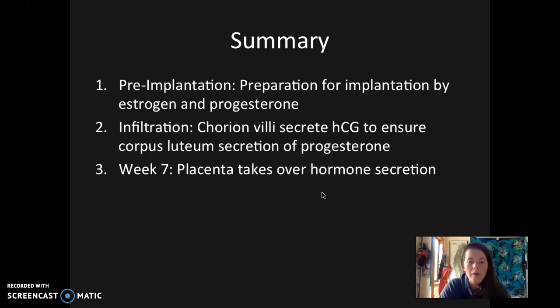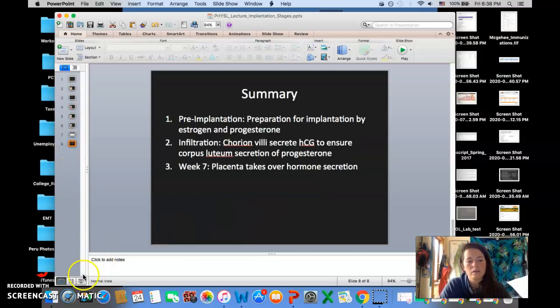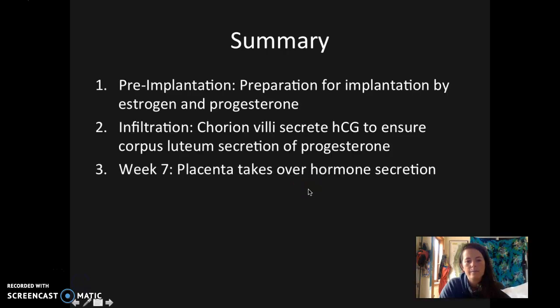Around week 7, however, the placenta takes over hormone secretion. In addition to continuing to secrete HCG, it additionally begins secreting the hormone HCS. So as we went over, HCS is largely responsible for creating changes in maternal metabolism to promote fetal growth. It is also around this time that the placenta takes over secretion of estrogen from the ovaries. And this concludes our brief summary of the hormonal control of implantation and early embryonic development.